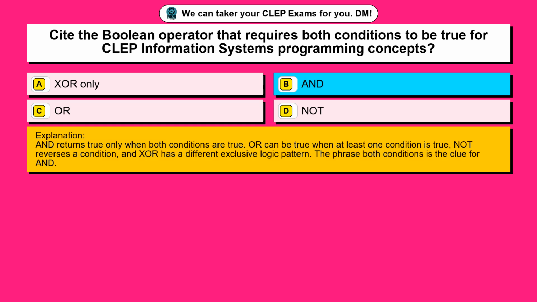AND returns true only when both conditions are true. OR can be true when at least one condition is true, NOT reverses a condition, and XOR has a different exclusive logic pattern. The phrase both conditions is the clue for AND.